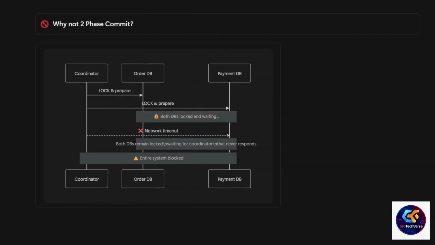The obvious answer is use a distributed transaction. Lock both databases, write to both, commit together. This is called two-phase commit. At first, this looks perfect. Either everyone commits or nobody commits.